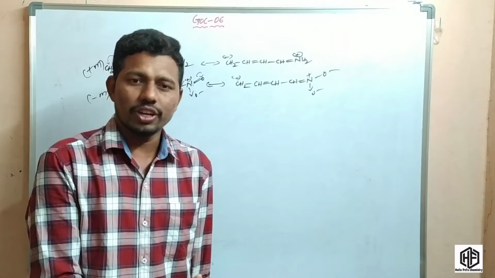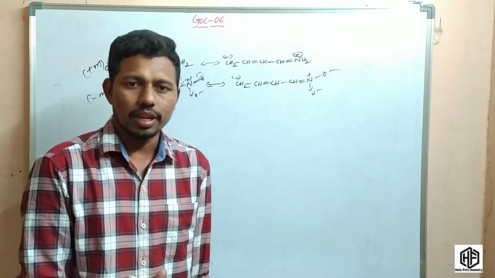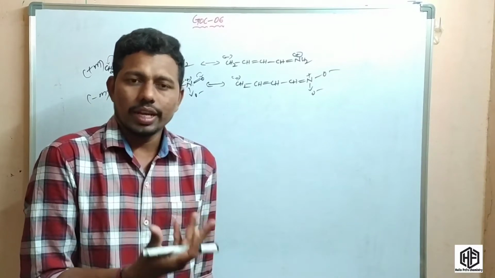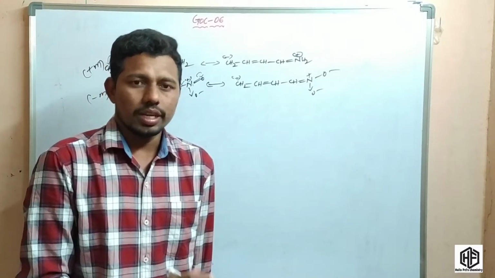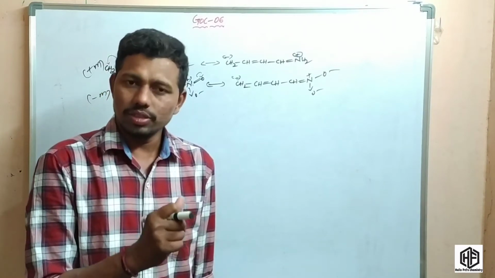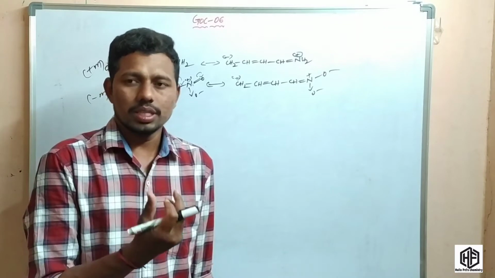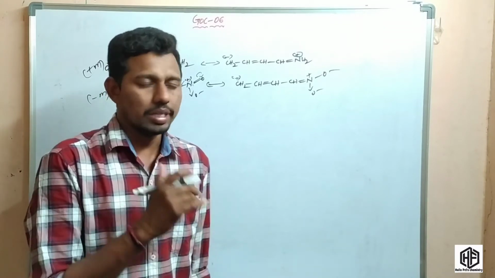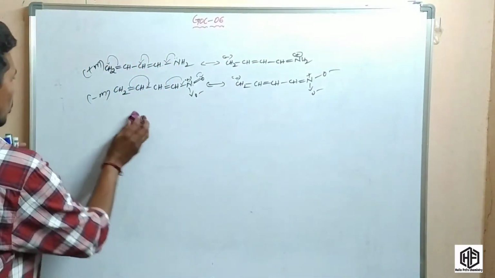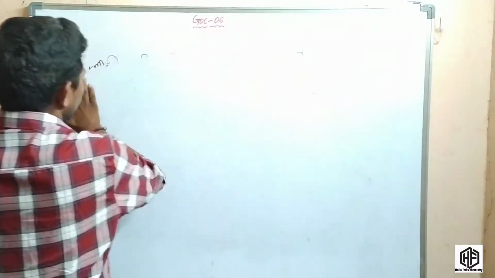The mesomeric effect is classified into two types: one is the plus M effect, another is the minus M effect. How do we get the plus M effect in the benzene ring? How do we get the minus M effect in the benzene ring? Now we are going to discuss the plus M effect and minus M effect in the benzene ring.